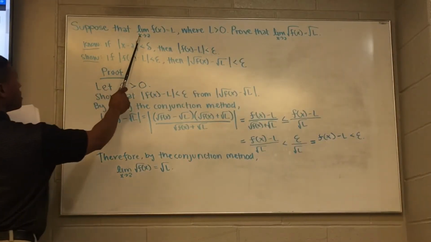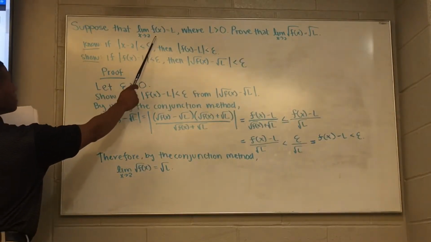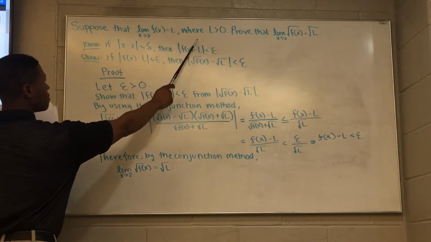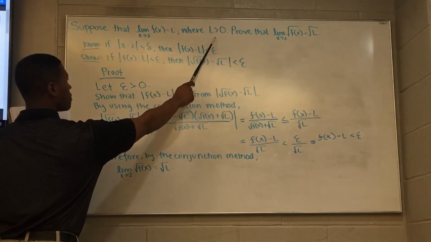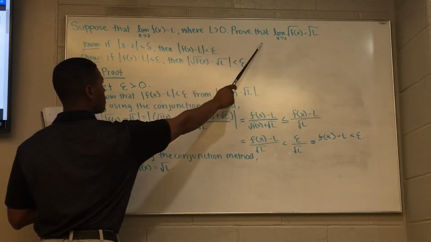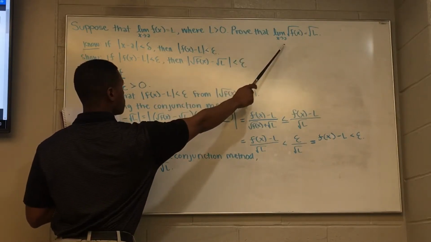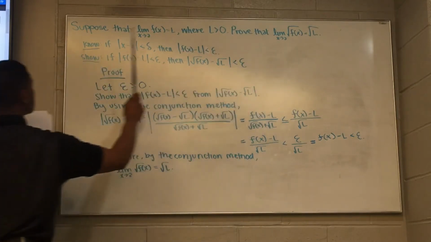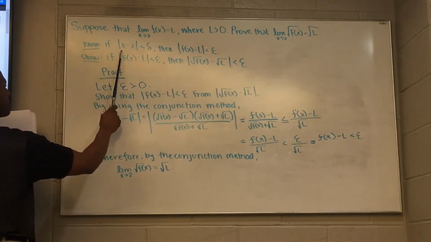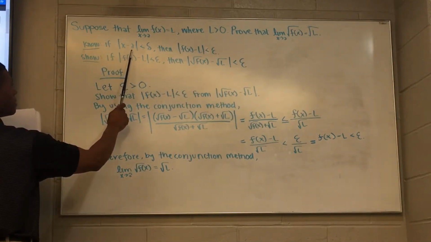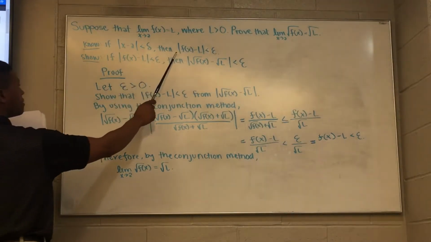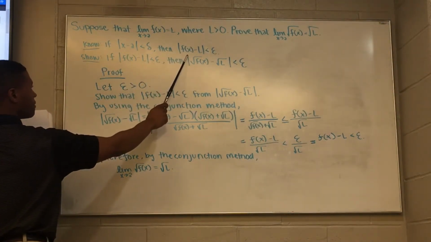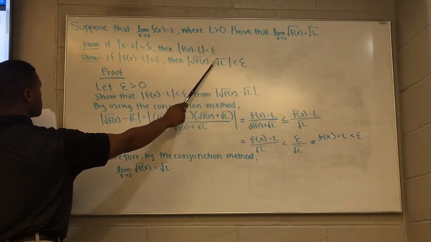Suppose that the limit as x approaches a of f of x equals L, where L is greater than 0. Prove that the limit as x approaches a of the square root of f of x is equal to the square root of L. We know that if the absolute value of x minus a is less than delta, then the absolute value of f of x minus L is less than epsilon.